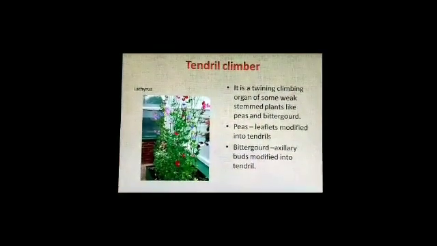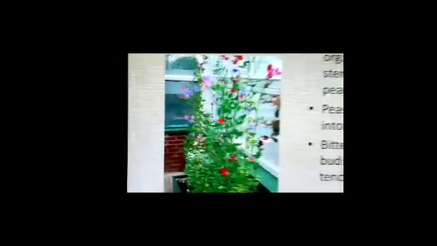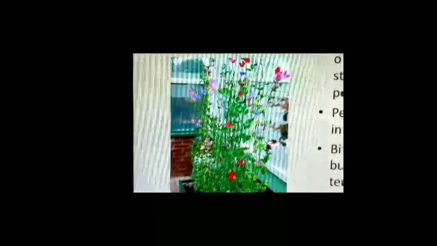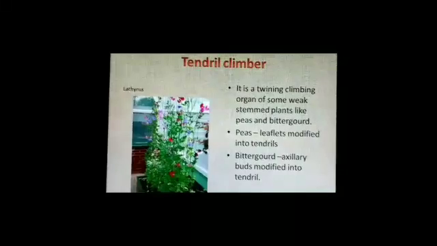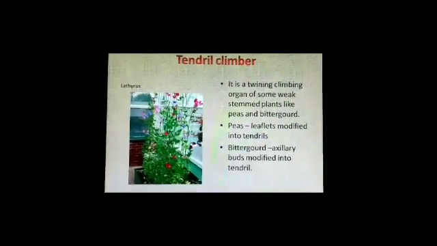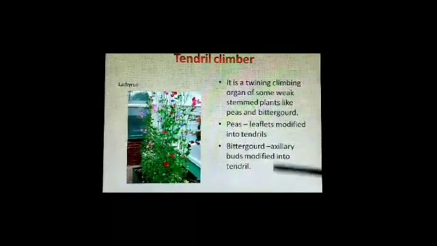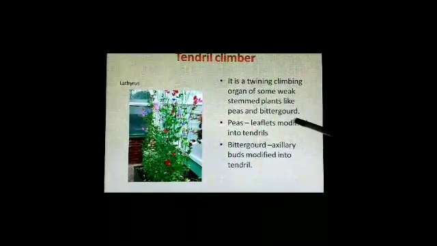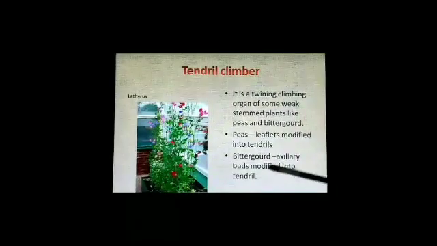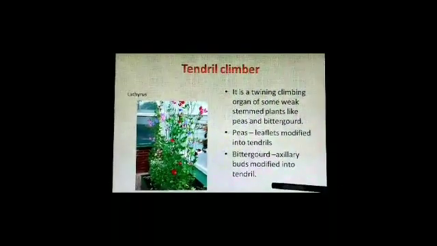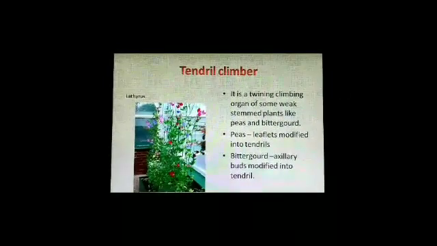Tendril climber. It is a twining climbing organ of some weak-stemmed plants like peas and bitter gourd. They need some support, or they need to modify their organs to live in that particular area. For example, in pea plants, the leaflets are modified into tendrils. In bitter gourd plant, axillary buds are modified into tendrils. This is one of the adaptations of the plant to survive in that area.